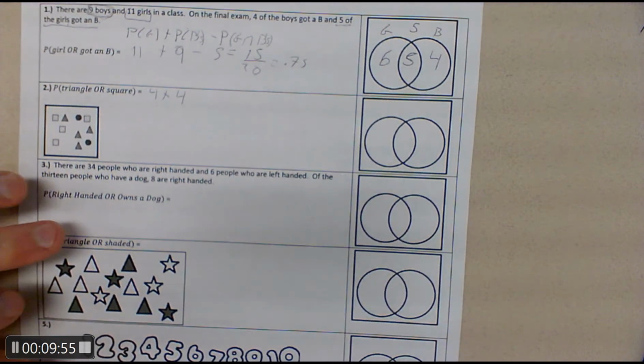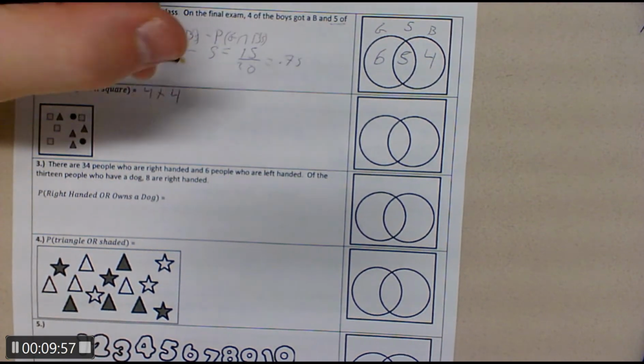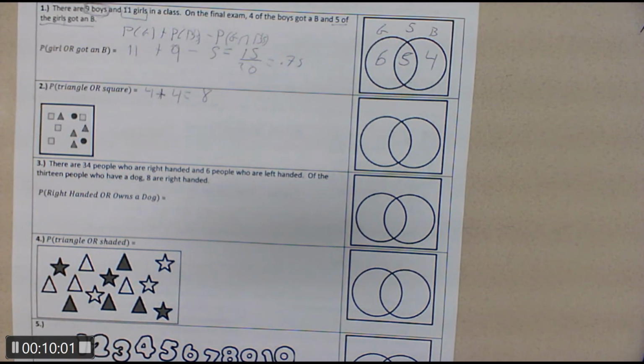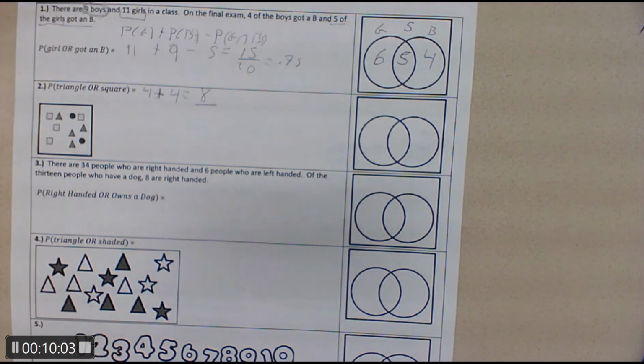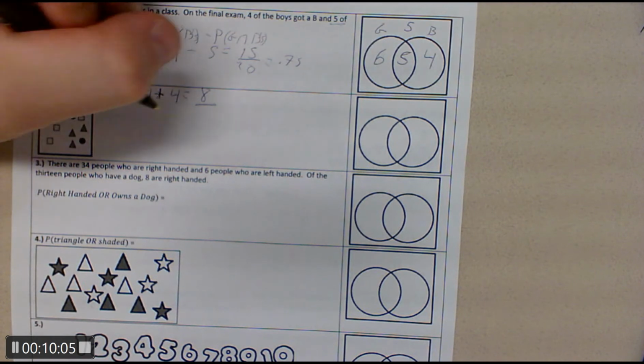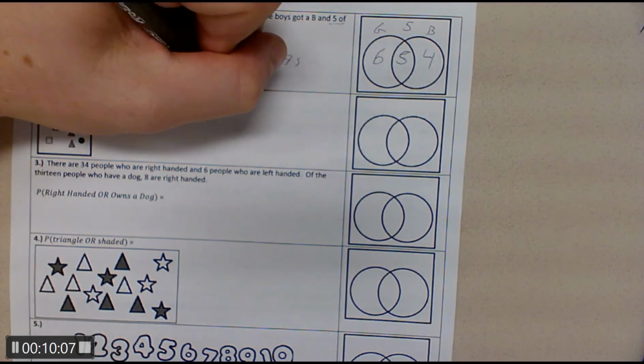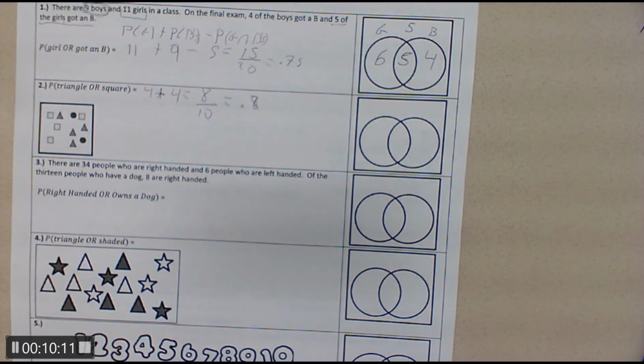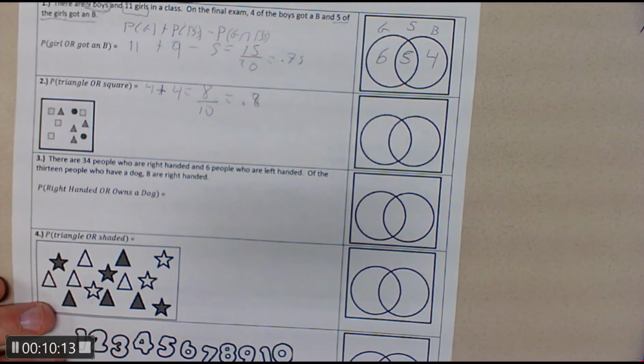Okay. We know there's no overlap, so we don't have to subtract anything else out. So that gives us 8 total things that meet our condition. We're going to divide that by the total number of objects, 10, which is 0.8. Cool. Moving on.